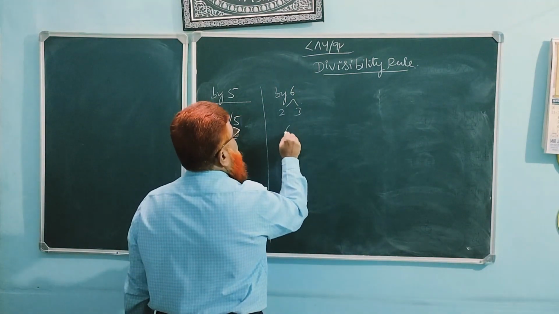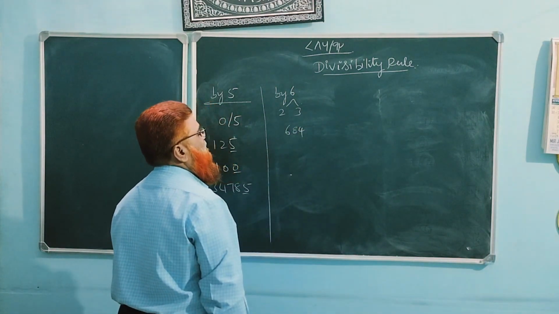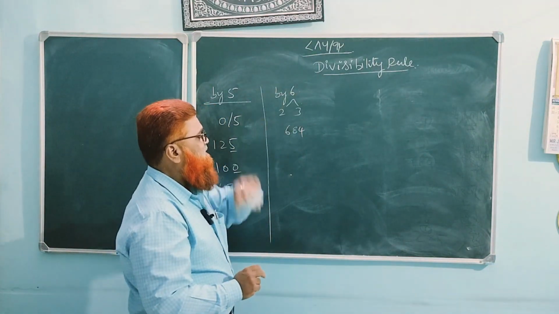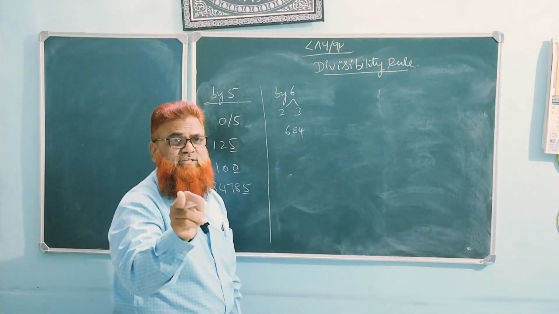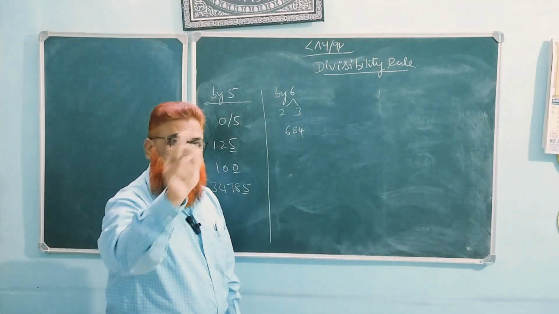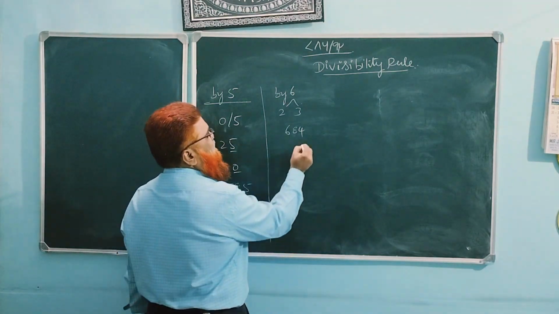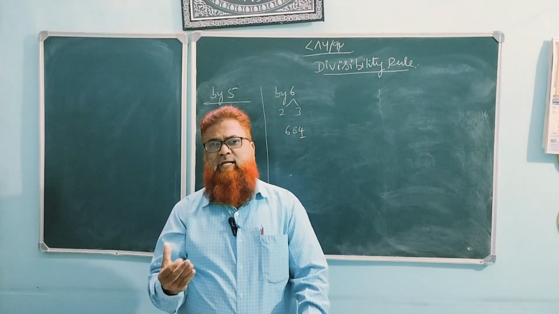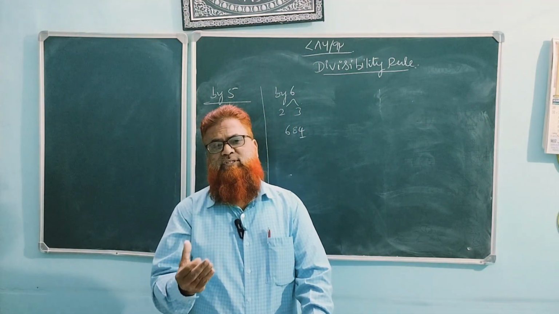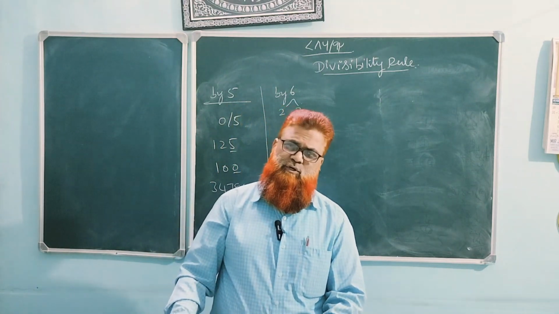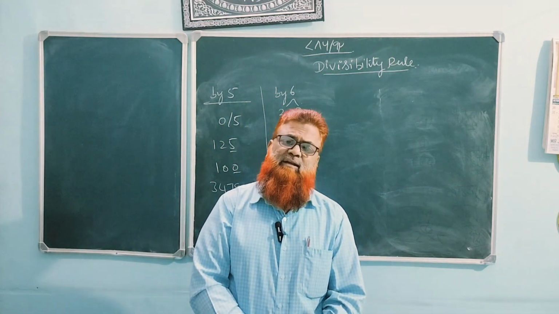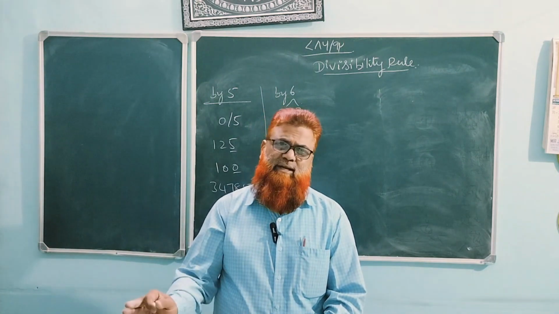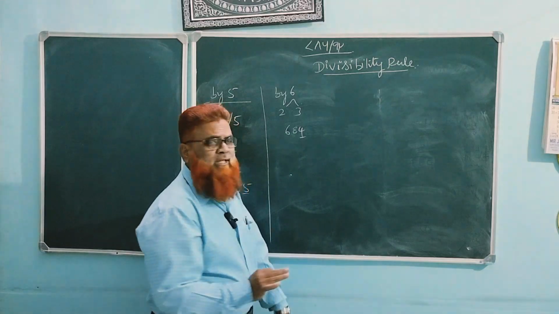For example, 684. Is this number divisible by 6 or not? I told you to first go for the test of 2 and then the test of 3. For the test of 2, let me remind you that the test of divisibility by 2 says that any number whose unit place consists of either 0, 2, 4, 6 or 8 is divisible by 2.